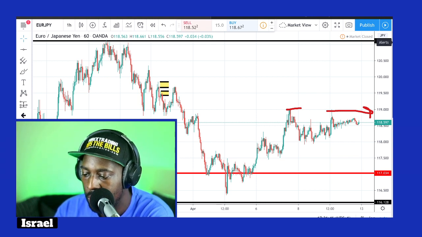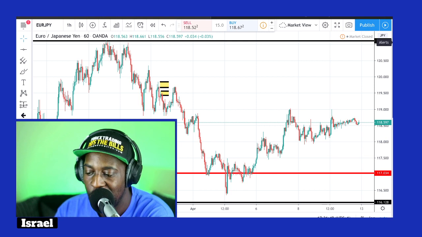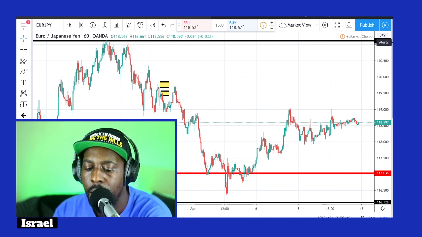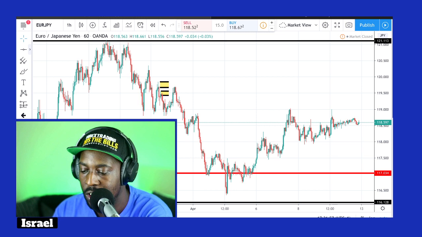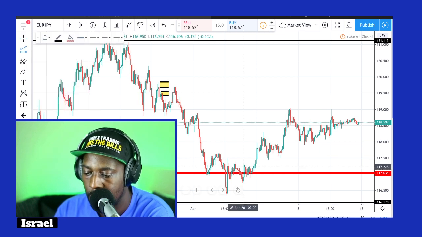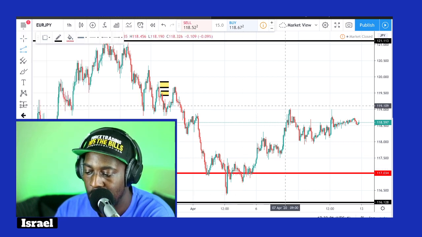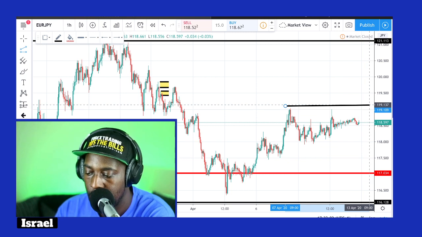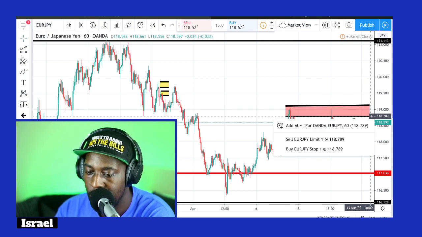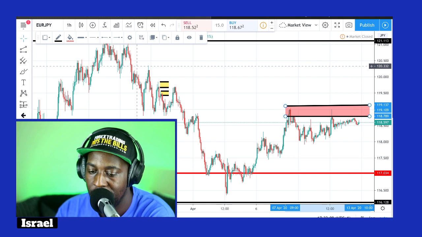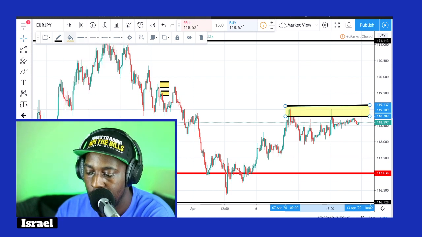Let's do this. Potential, this isn't a guarantee, just for the record, but I'm interested to see what price does at this particular region. So if price manages to get there, I'd want to see what price is going to do. Now, this isn't a stop loss, this isn't a break, this is just potential. So I'd want to see what price does in this particular region. Let's send this to the back. Cool.